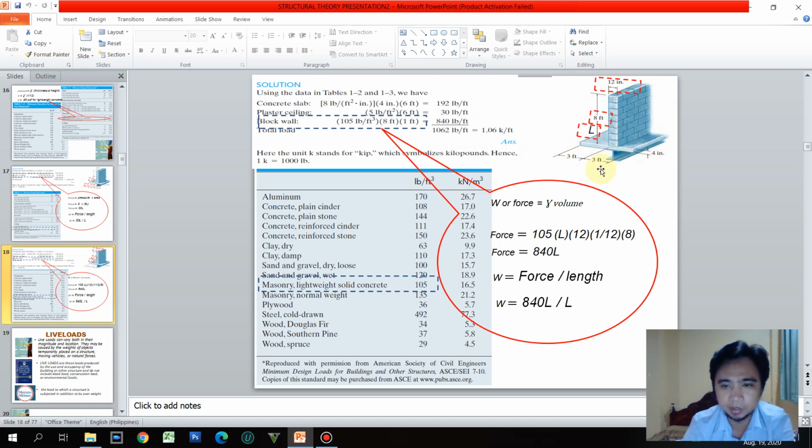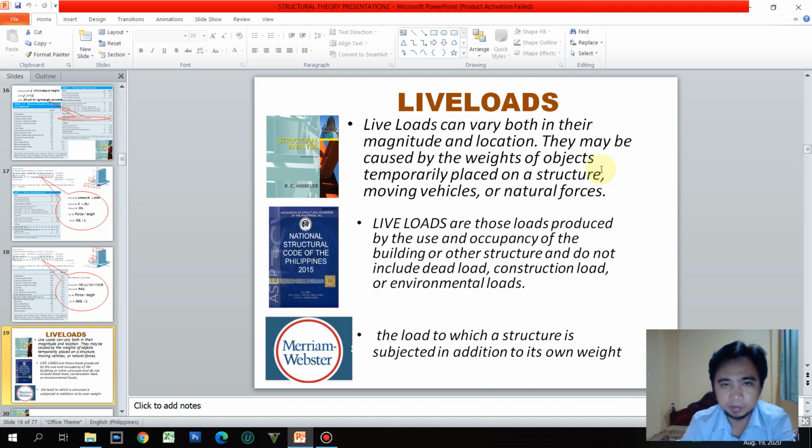So that's the explanation there. Moving on, this is another type of loading: live loads. Live loads can vary both in their magnitude and location, according to R.C. Hibbeler. They may be caused by the weights of objects temporarily placed on a structure, whether moving vehicles or natural forces.